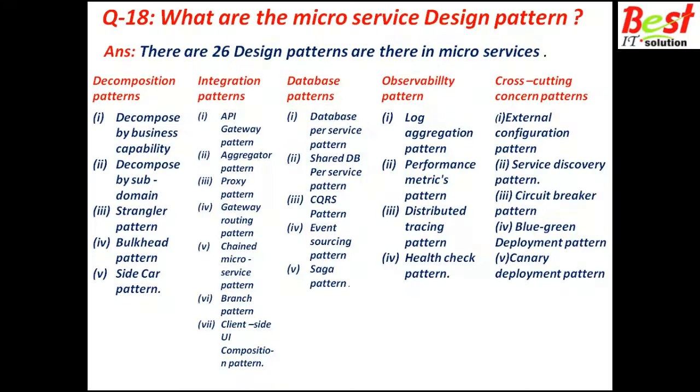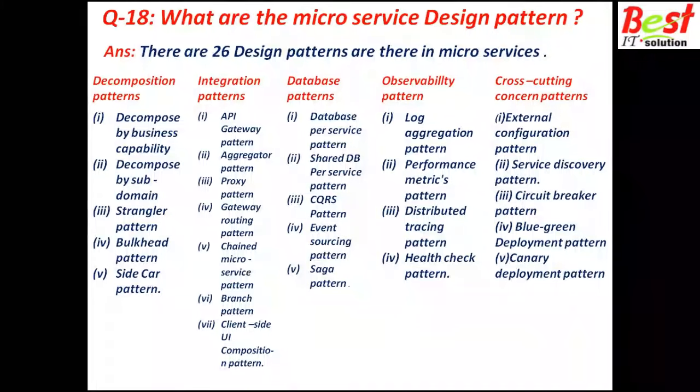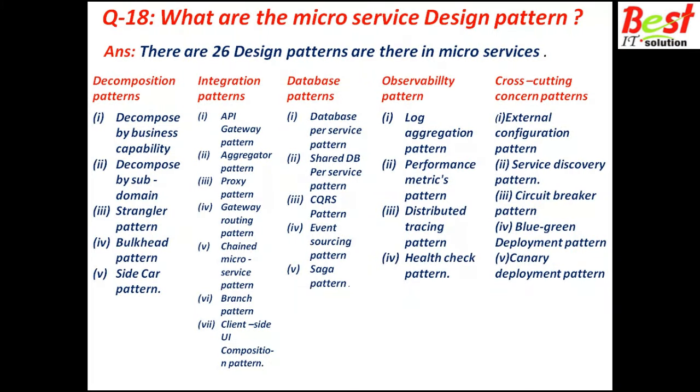Under the decomposition pattern, there are five patterns: decompose by business capability, decompose by subdomain, strangler pattern, bulkhead pattern, and the sidecar pattern. Another one is the integration pattern, which has seven design patterns: API gateway pattern, aggregator pattern, proxy pattern, gateway routing pattern, chained microservice pattern, branch pattern, and client side UI composition pattern.